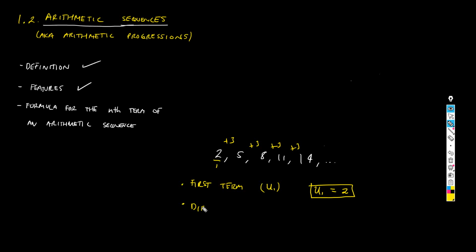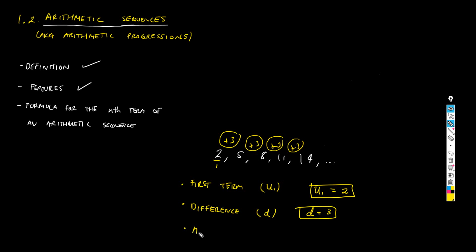The next feature of any arithmetic sequence is the difference, represented with a d normally. What is the difference? Well, it is that precise constant that we are adding over and over again in order to produce the new term in the sequence. So in this case, the difference, my d, is going to be 3 for this particular sequence.